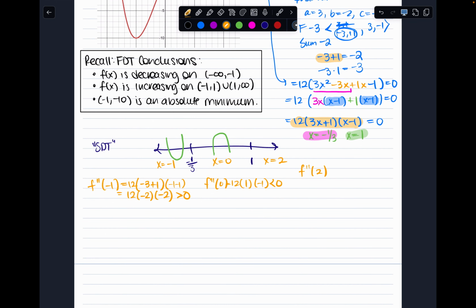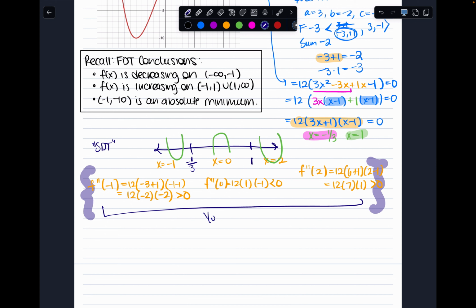Then we test that last point, f double prime at 2. This is 12 times 6 plus 1 times 2 minus 1. This is 12 times 7 times 1, which I could calculate. I don't need to. I just need to know the sign so that I can show that it is concave up. You have to show this. So this is the work that you need to show. You must show this work.